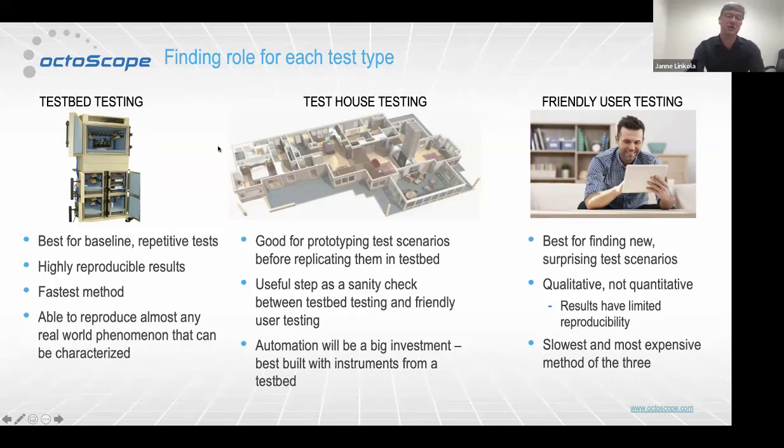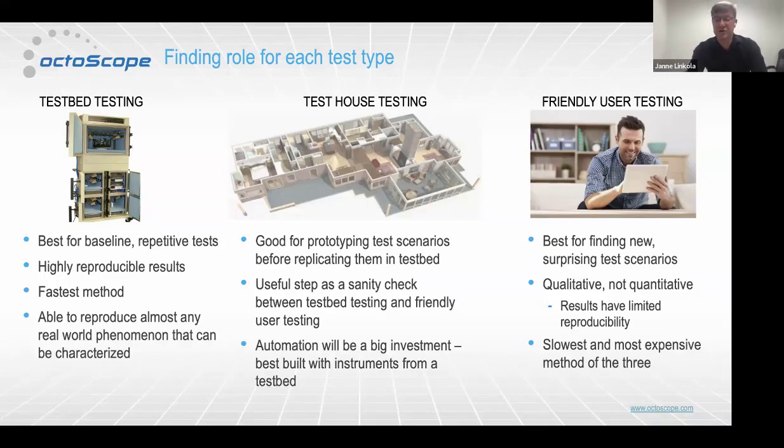Now, test house testing, we believe, is a good intermediate step to take as you move from testbed testing to friendly user testing. It's really great for prototyping these test scenarios that you get from friendly users and from the marketplace, to try to characterize the problem and understand what's going on, so that with an eye on being able to then replicate the test in a testbed.